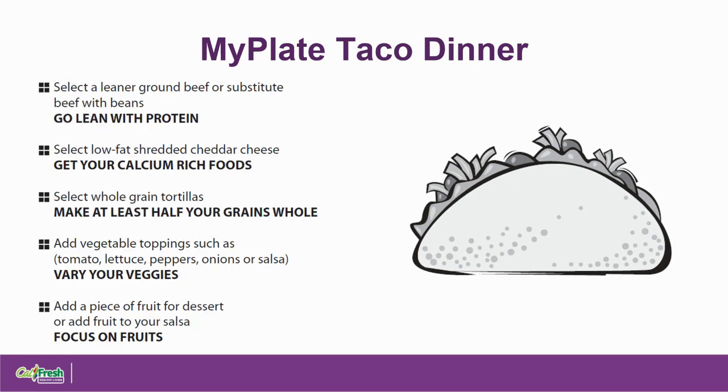Well, let's take a look. If we were to select a leaner ground beef or substitute beef with beans, that would be lean proteins. We could also select low-fat shredded cheese, and we would get our calcium-rich foods. We could also look into selecting whole grain tortillas. It's so important to make at least half of our grains whole. We could add vegetable toppings such as tomato, lettuce, peppers, onions, or salsa. And we could add a piece of fruit for dessert or add fruit to our salsa. All of these are great ideas.